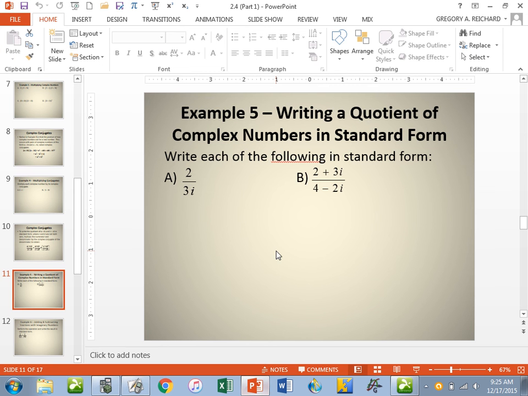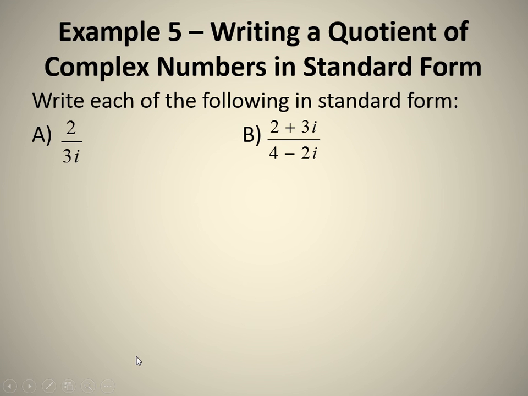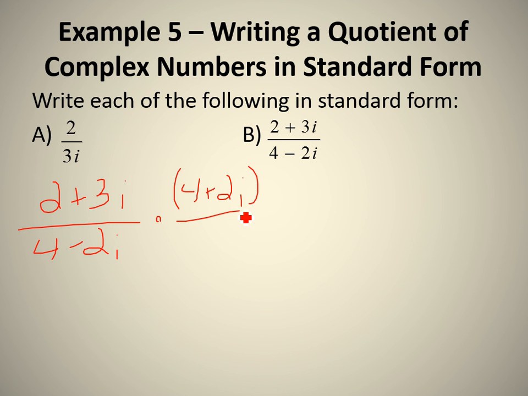So let me come back to this again. Let me see here. Let me try this one more time. So when I put my 2 plus 3i over 4 minus 2i, I wonder if I wrote this down wrong. So I'm going to multiply this by 4 plus 2i over 4 plus 2i.